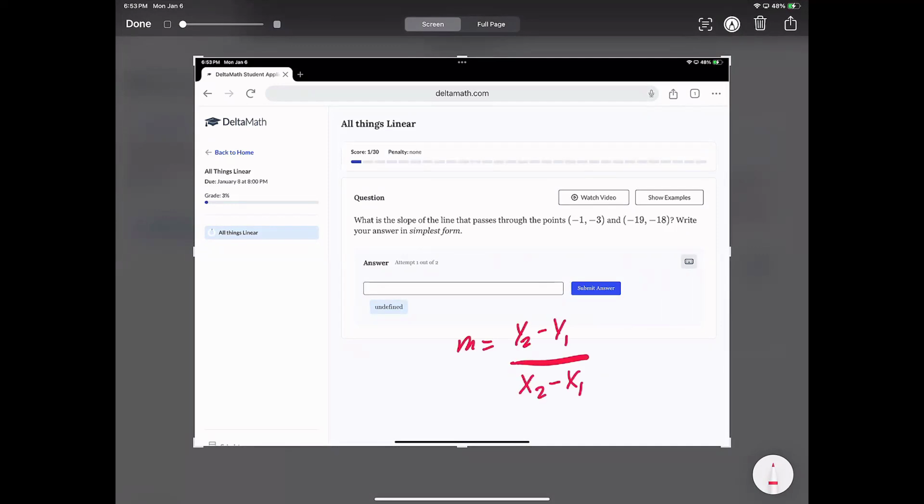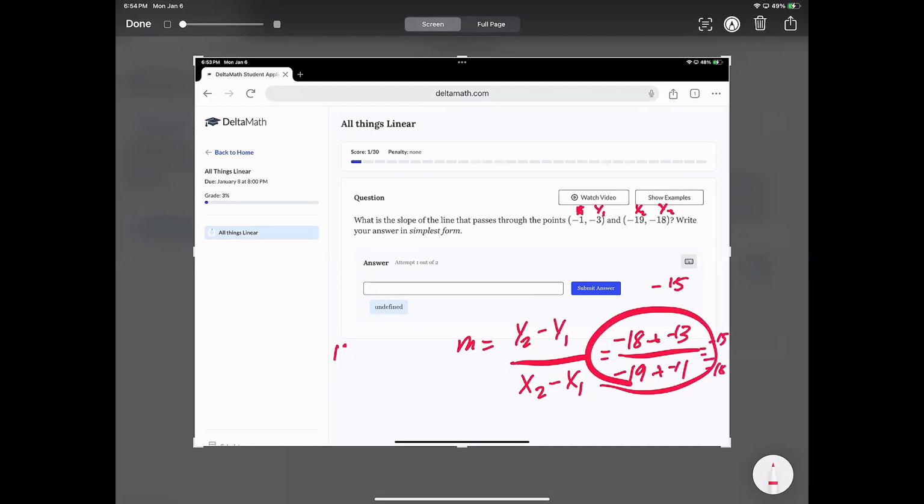So this is x1, y1. This is x2, y2. So we're just going to go negative 18 minus a negative 3 over, what do we got here? We got a negative 19 minus a negative 1. Now, I'm going to go get my calculator, and I'm going to enter this. Actually, I'm not going to use the calculator. This is going to be a positive, so this is going to be a negative 15, and this is going to be a negative 18.